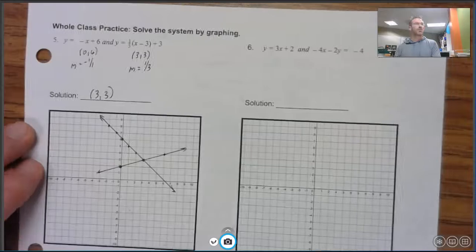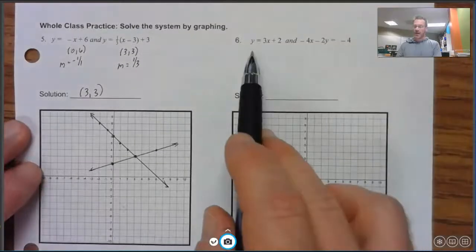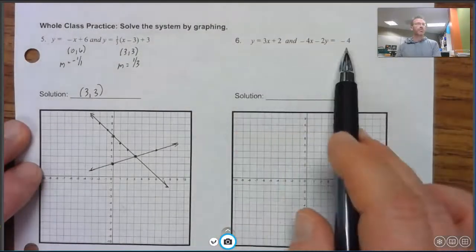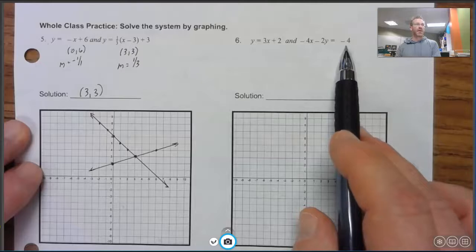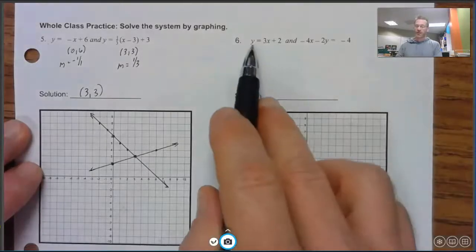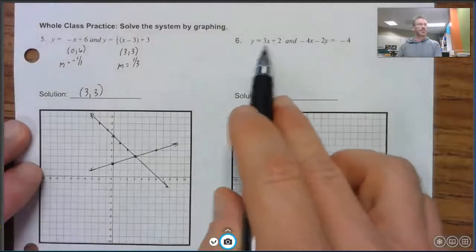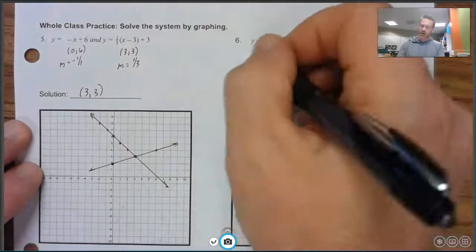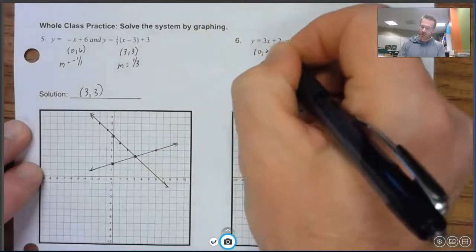All right, so moving to number 6. Once again, I can look at both equations here. I know they're both lines. There's no exponents, no absolute value bars. So now start recognizing forms. So once again, this is slope-intercept form, okay? My starting point would be 0, 2.